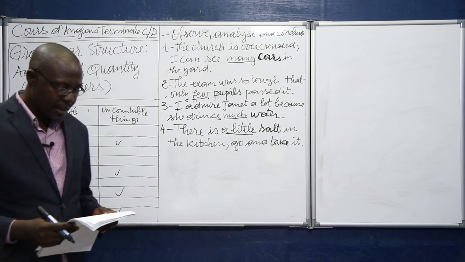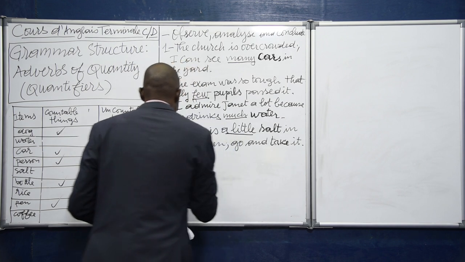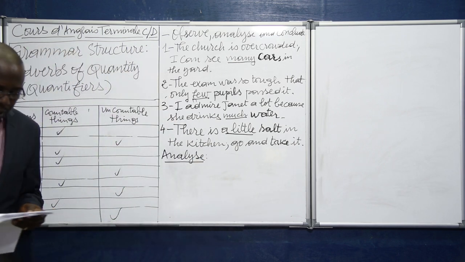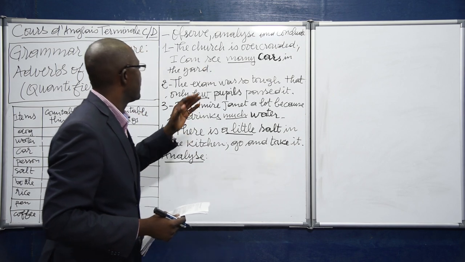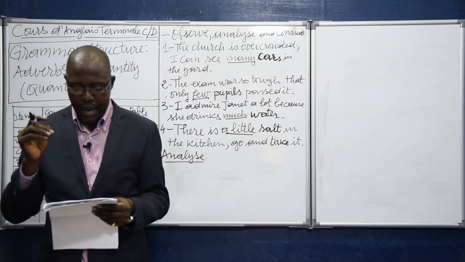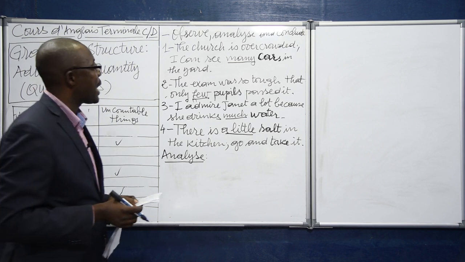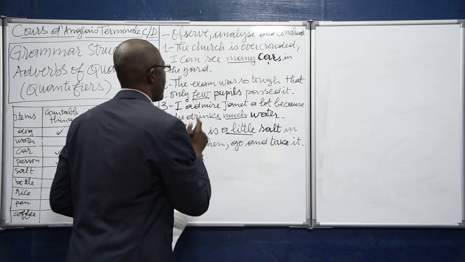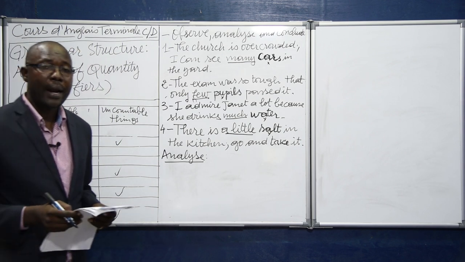So we are going to write about the analysis. Let's analyze it here. The underlined words, you see here, many, few, much, little, are quantifiers or adverbs of quantity. They are adverbs of quantity. And those in bold are nouns. In bold, as I told you, in French c'est gras, like cars, pupils, water, and salt. So this is what we are going to write in our analysis.